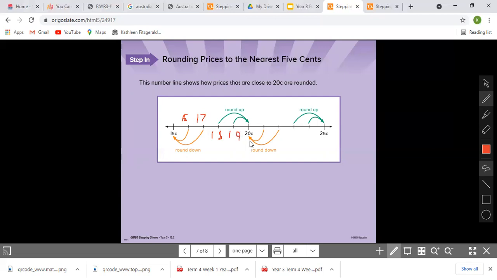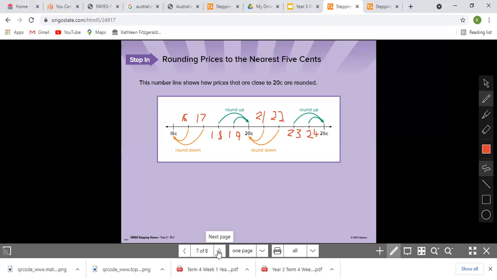Now, similarly, between 20 cents and 25 cents, 21 cents will get rounded down to 20 cents. 22 cents will get rounded down to 20 cents. 23 cents will get rounded up to 25 cents, and 24 cents will also get rounded up. So you can see we don't have a number that sits in the middle like in our 5s, where we have to decide which way to round it. We've got 2 numbers that will get rounded down and 2 numbers that get rounded up.